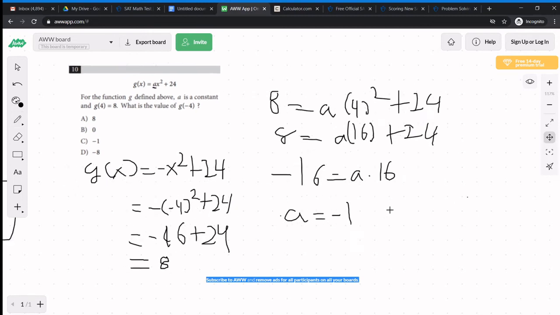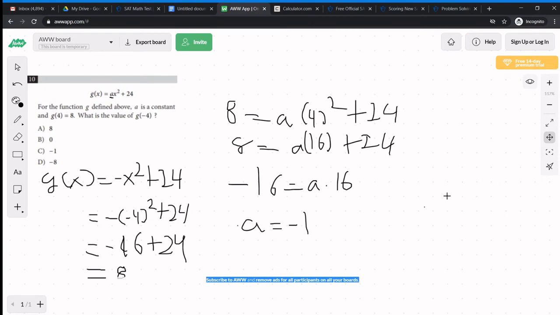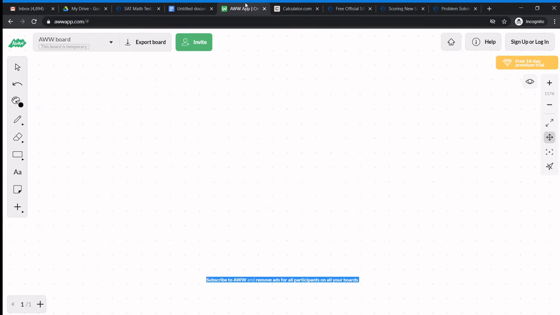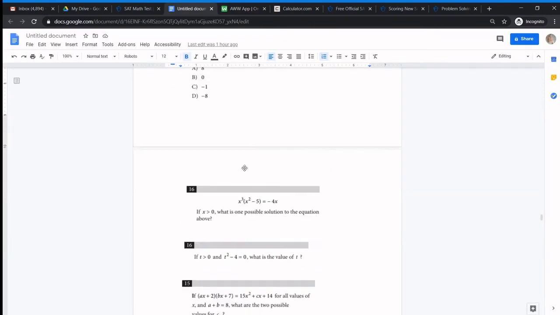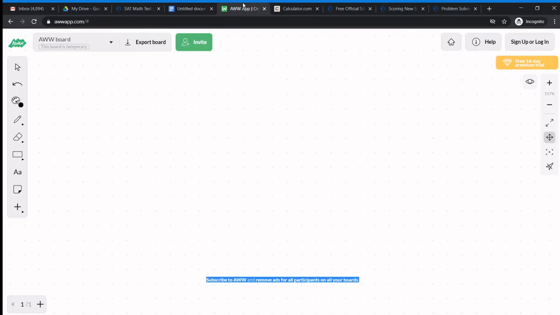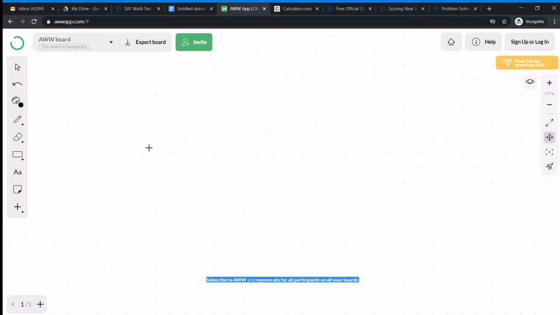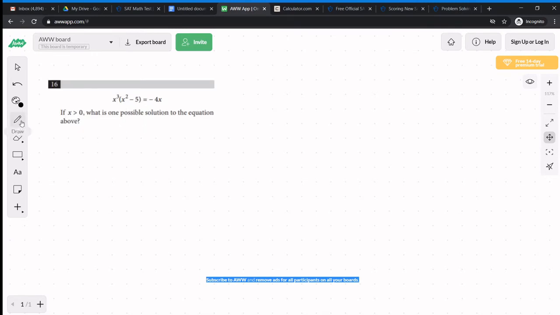Alright, so pretty standard stuff. They're going to ask, again, solving quadratic equations, not just a standard thing that we normally do, but also a variety of different ways to go around it. For this problem, what is one possible solution to the equation above? Let's try and just figure out what the equation actually is.